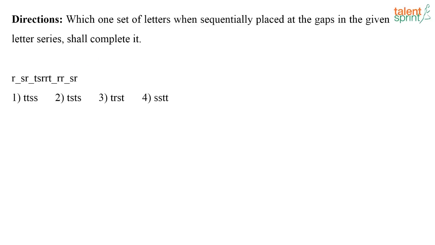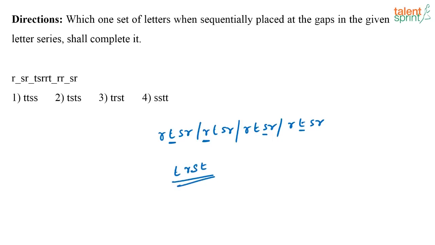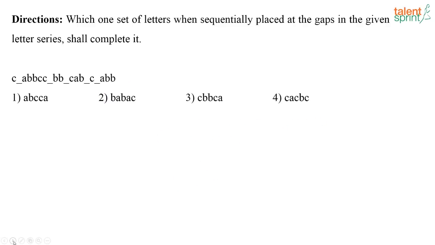So, next is a pattern series. What is the pattern that is used here? This is the pattern that is used, right? So, what are the missing letters here? T, R, S, T. Option 3. Next. Again a very easy one. See, C, C, A, B, B. That's the pattern, right? C, C, A, B, B, C, C, A, B, B.